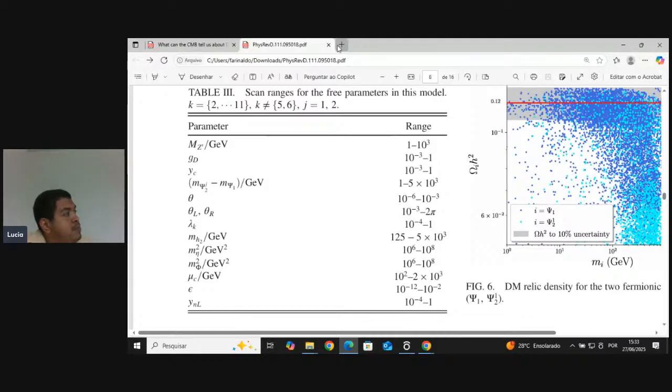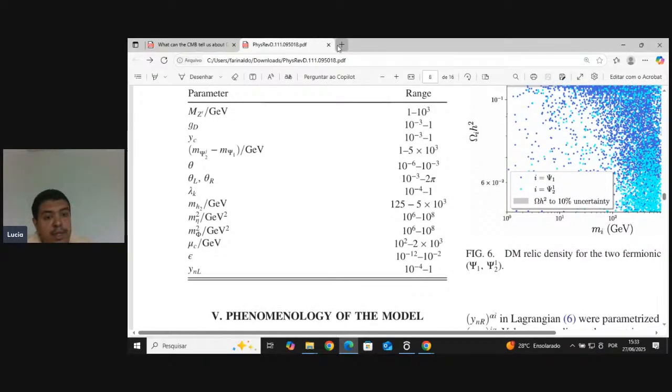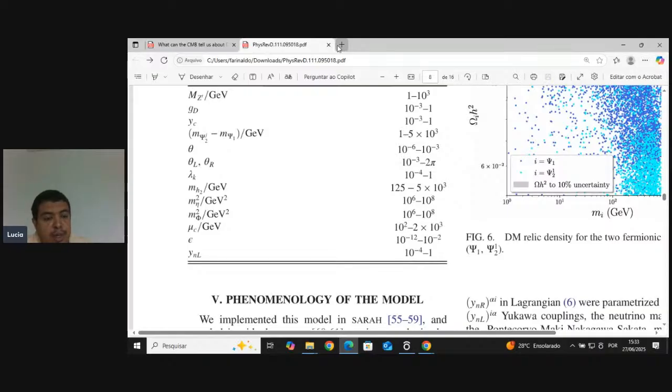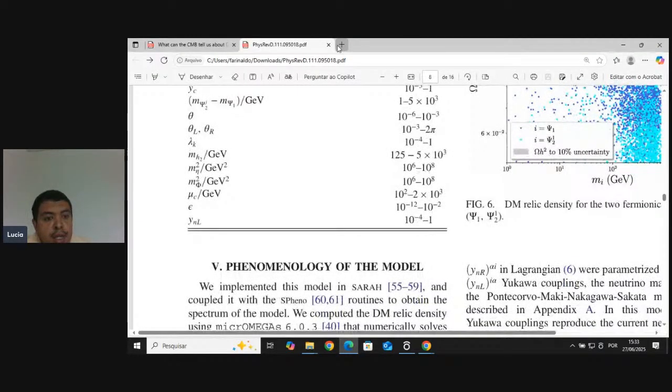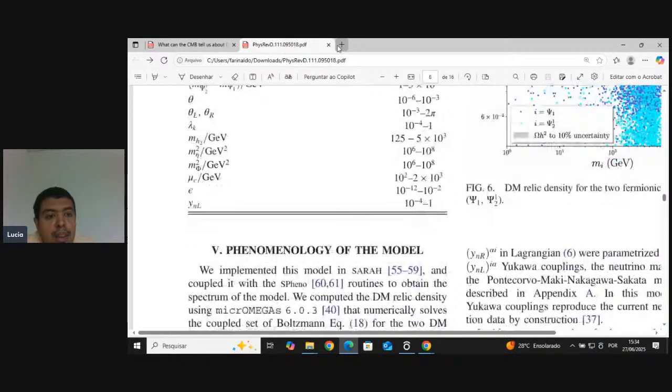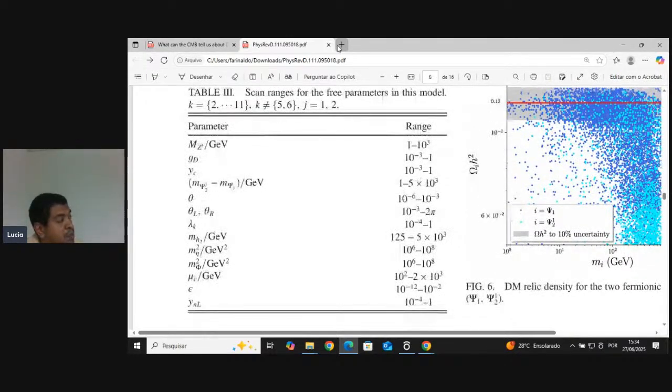The C prime boson mass, the new Dart gauge coupling, the Yukawa coupling of the Dart fermions, the mass splitting between the Dart fermions, the mixing angles in the Dart sector, parameters in the scalar potential. We consider also, we have to introduce some cubic coupling in the Lagrangian to close the loop for Dirac neutrino masses, and also the Y and L couplings that are the Dirac Yukawa terms for Dirac neutrinos.